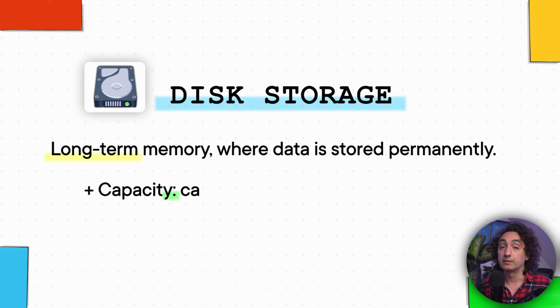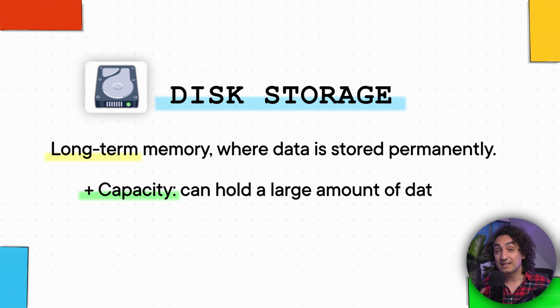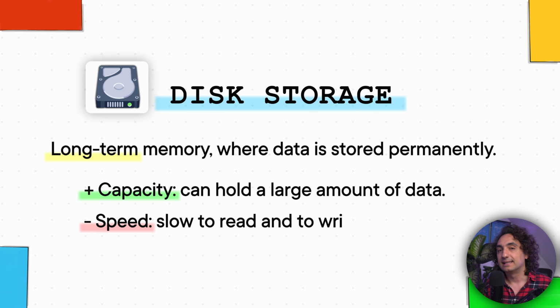It's like the disk in your PC, it stores the data permanently even if you turn off the system. And one important feature of the disk is that it can store a lot of data, but the disadvantage of the disk storage is that it is slow. So it is slow to write and to read.